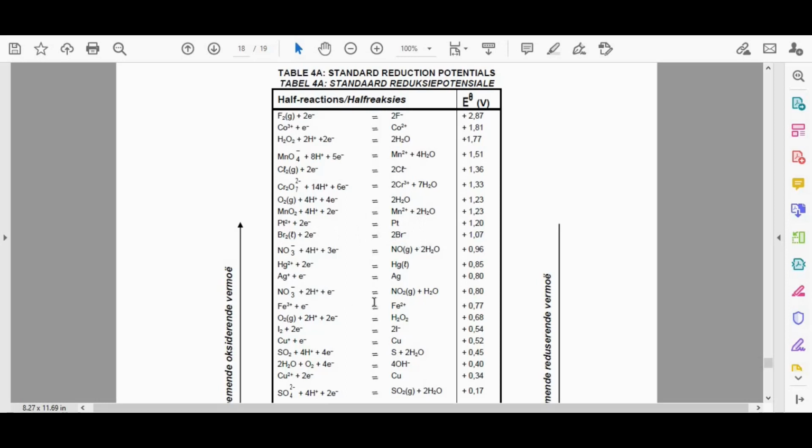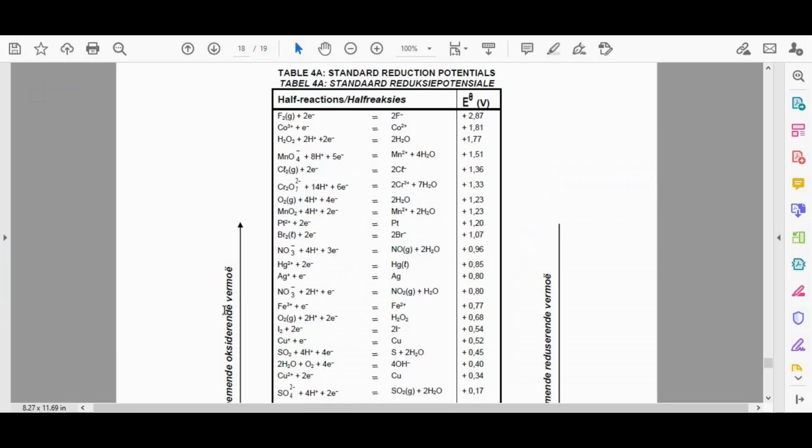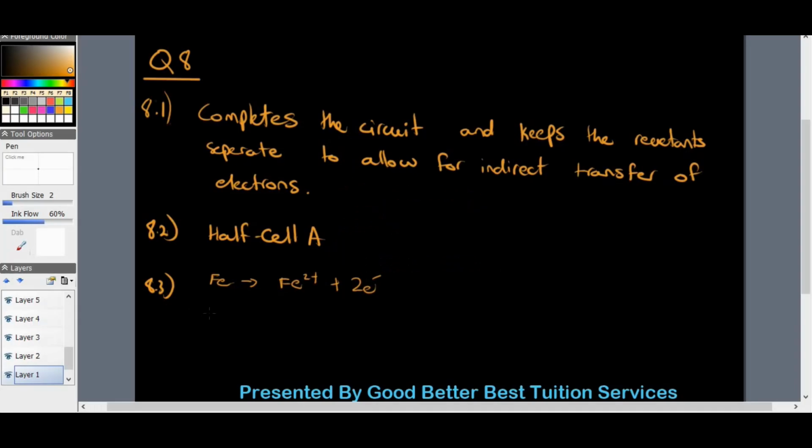And then we had iron at the bottom. Iron was our anode, so that was oxidized. I'm just going to decrease my pen size here quickly. Here we have iron, which oxidizes, so Fe becomes Fe2+ plus 2 electrons. And then we have this one over here, which is Br2 plus 2e, and that gives us 2Br minus.